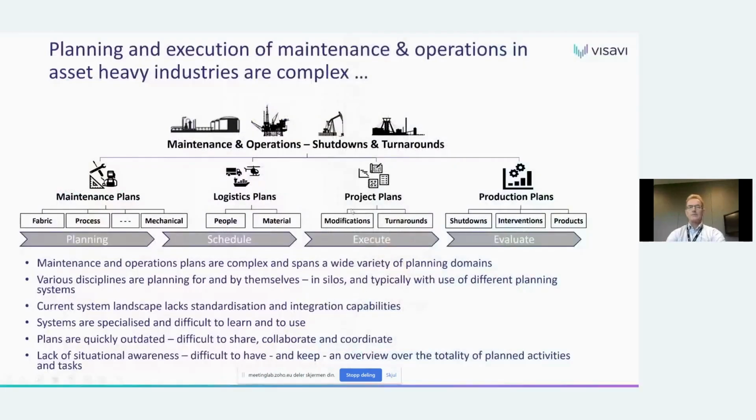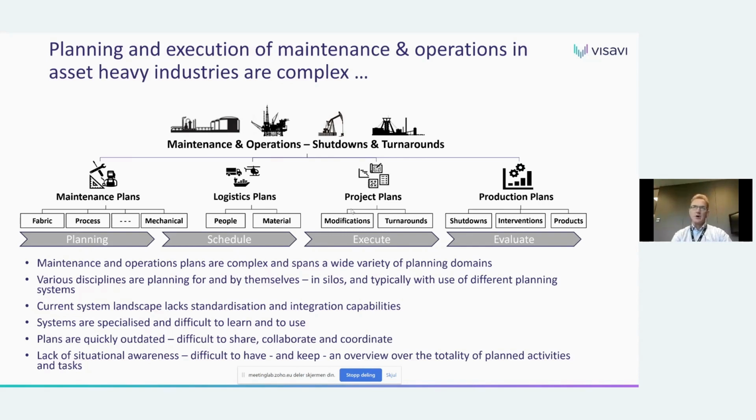Planning and execution of maintenance and operations in heavy asset industries are really complex. There are a lot of different operating units involved, both within maintenance and many different maintenance plans, whether it's fabric maintenance, process facility, or mechanical rotating equipment. And there are also adjacent or connected plans for logistics, whether it's people logistics or material logistics.